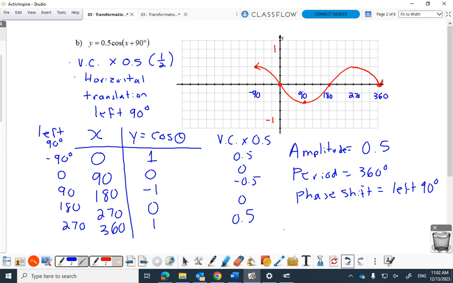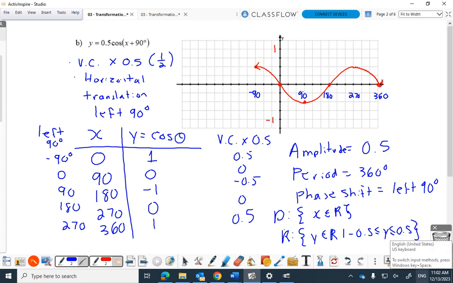Domain, X element of reals. And the range, Y element of reals. Now look, watch me. I looked up, right? I'm not asking you to know the range without looking at the graph. Get that question all the time.